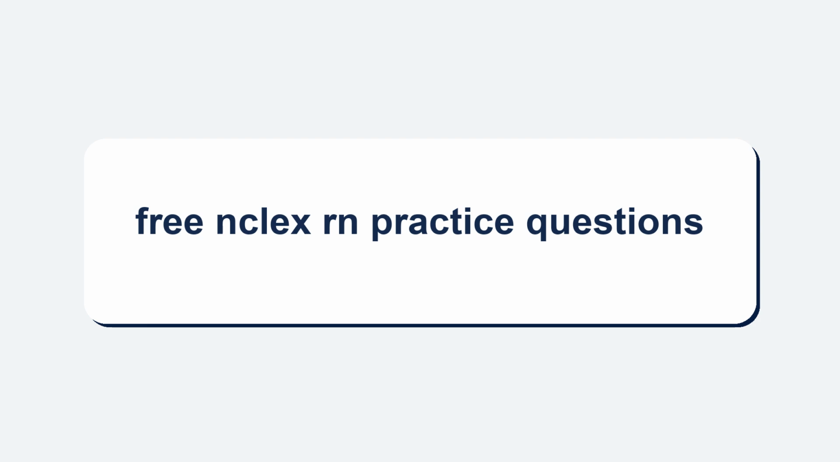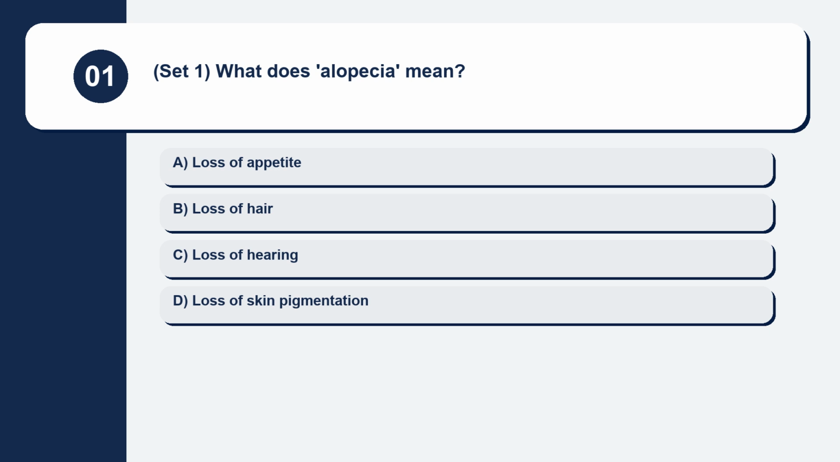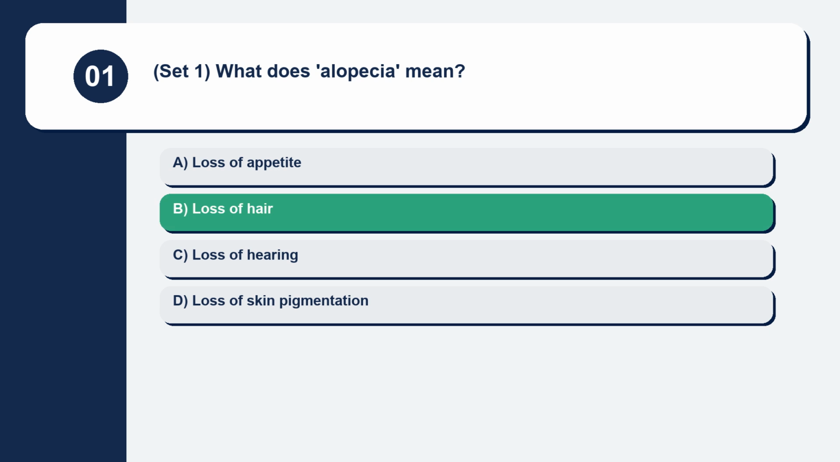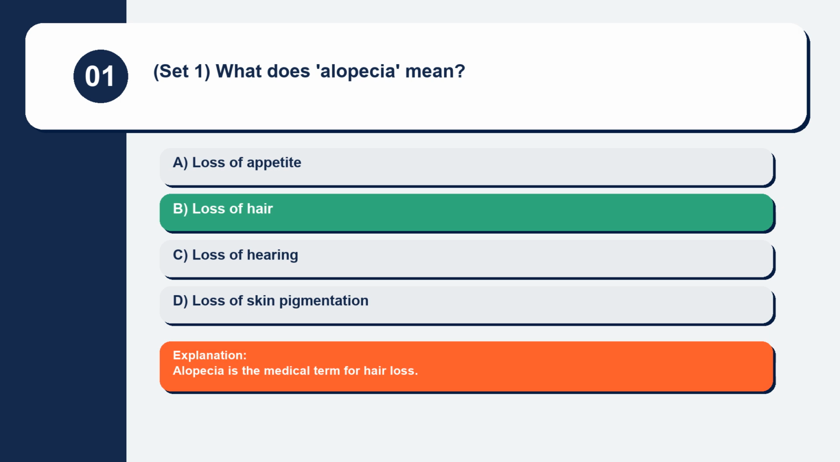NCLEX RN practice questions. Question 1. Set 1. What does alopecia mean? Loss of appetite, loss of hair, loss of hearing, loss of skin pigmentation. Alopecia is the medical term for hair loss.